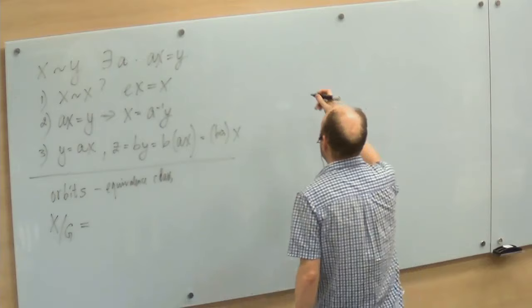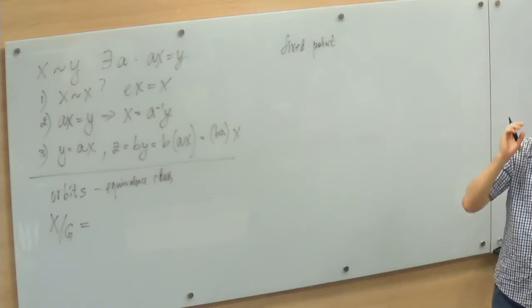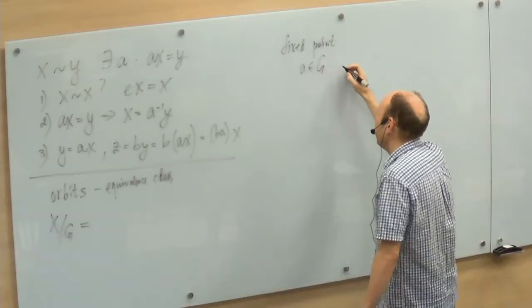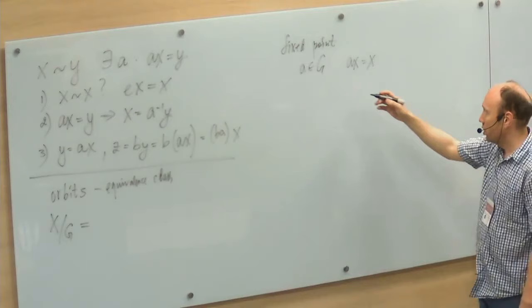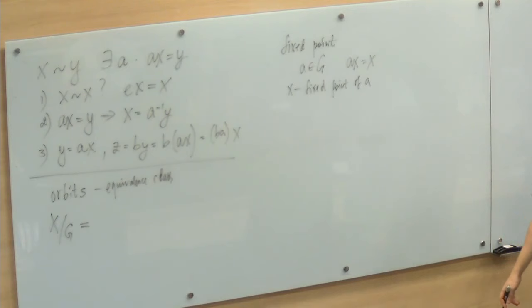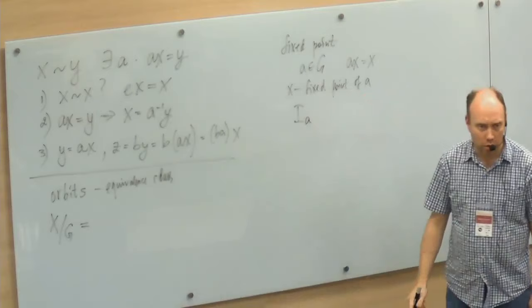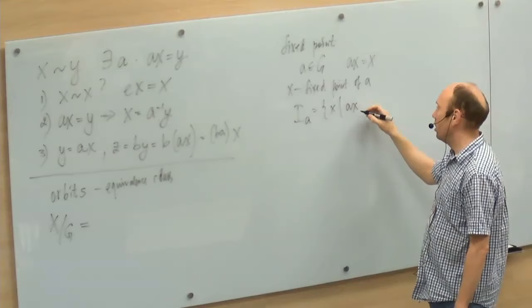So let's see, what is a fixed point? A fixed point is such a point that the action keeps it in its place. So if A is an action, and A applied to X is equal to X, then X is called a fixed point of A. So for every action, there can be some fixed points, and there can be some not fixed points, some other points that they move. So for every action, we count the number of its fixed points, call it I with index A. So I with index A is the set of X such that A applied to X keeps it. So it's the set of fixed points of A.